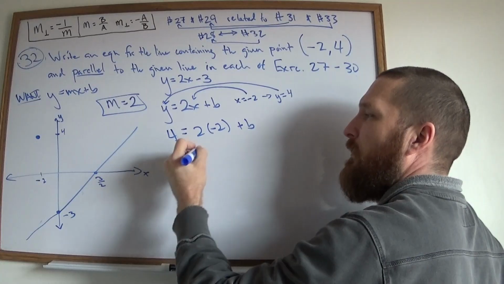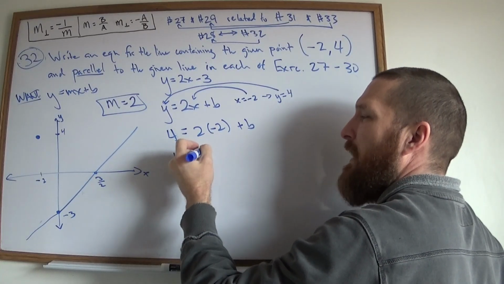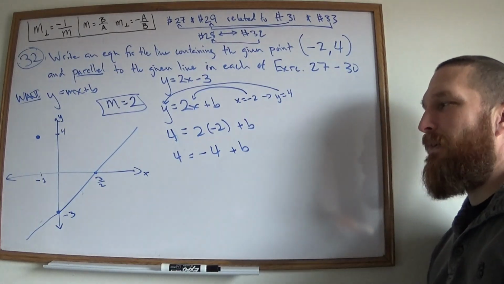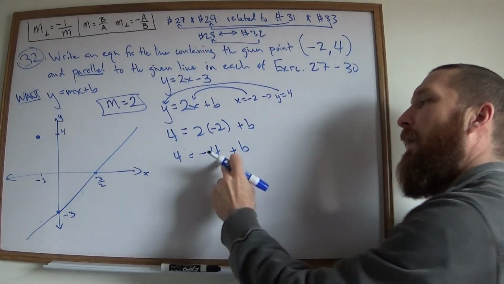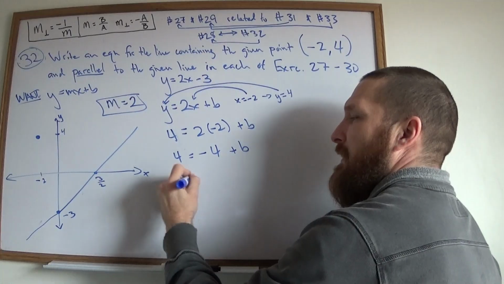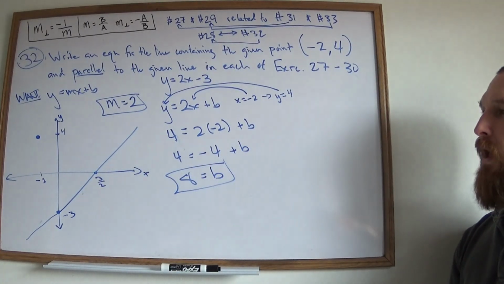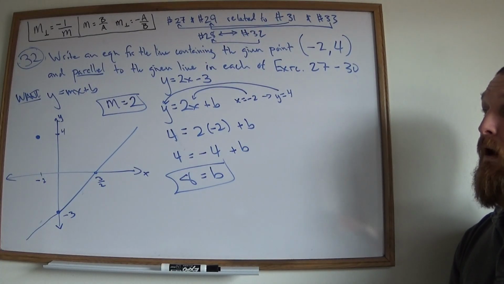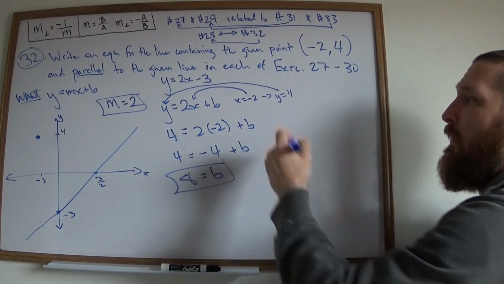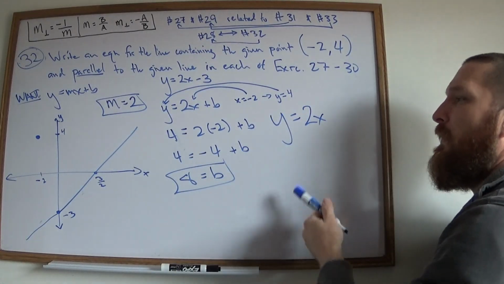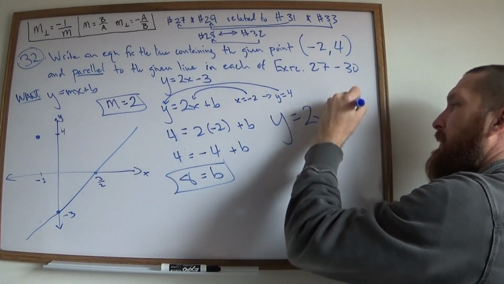So 4 equals -2 times 2, which is -4, plus b. Be careful with that. If you thought that b was equal to 0, you'd be wrong. Add 4 to that side and you get 8 equals b. And now we have everything that we need to know. y should be mx plus b. y equals m is 2, x plus b is 8.